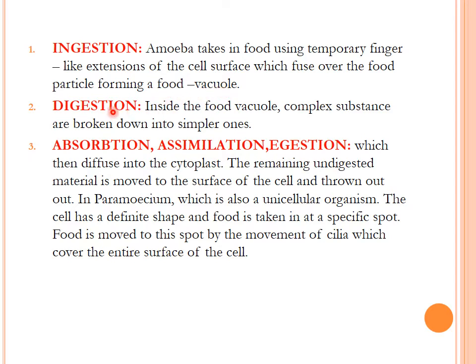Second is the digestion. Inside the food vacuole, the complex substances are broken down into simpler ones. In the second step, such food which is in a complex form is digested inside a food vacuole. And in the third step, that is absorption, fourth assimilation and fifth egestion, what will happen? The food which is broken down into a simplest form diffuses into the cytoplasm.